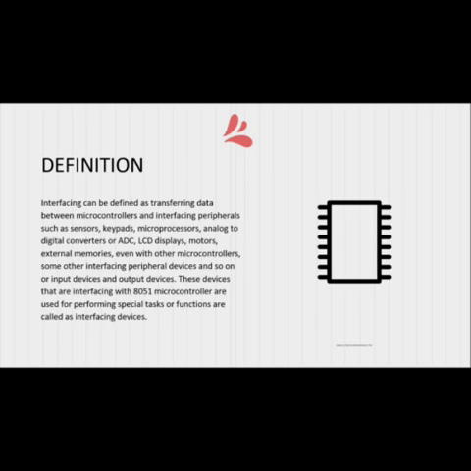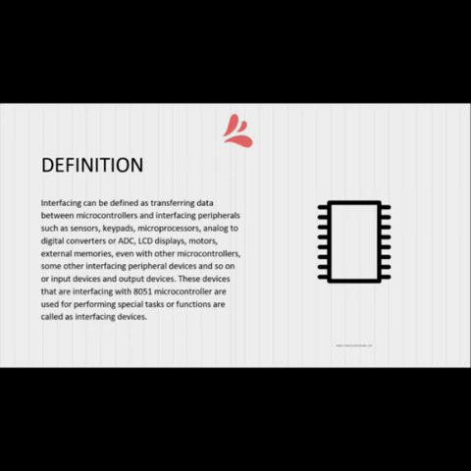Hello, I'm Sebastian. I'm going to explain the definition. Interfacing can be defined as transferring data between controllers and interfacing peripherals, such as sensors, keypads, microprocessors, analog to digital converters or ADC, LCD displays, motors, external memories, even other microcontrollers, some other interfacing peripheral devices, and so on, or input devices and output devices.